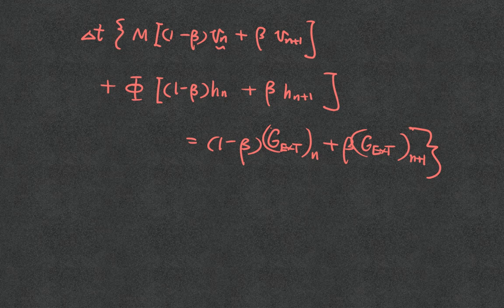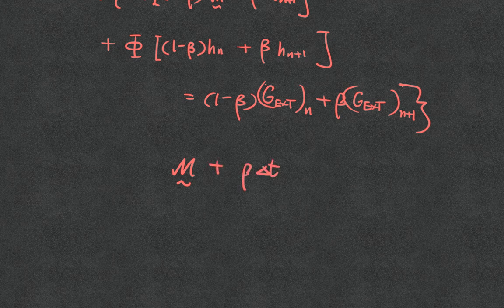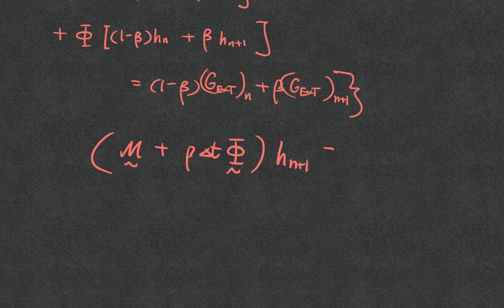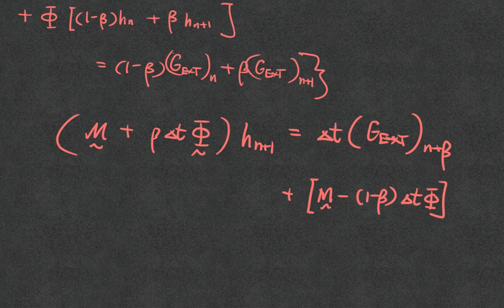Now, what you would get eventually, after working out some algebra, is M plus beta delta t times the conductivity matrix, times H n plus 1, equals delta t times G external at n plus beta, which is just a weighted average of the external term, plus M minus 1 minus beta delta t times omega times H n.